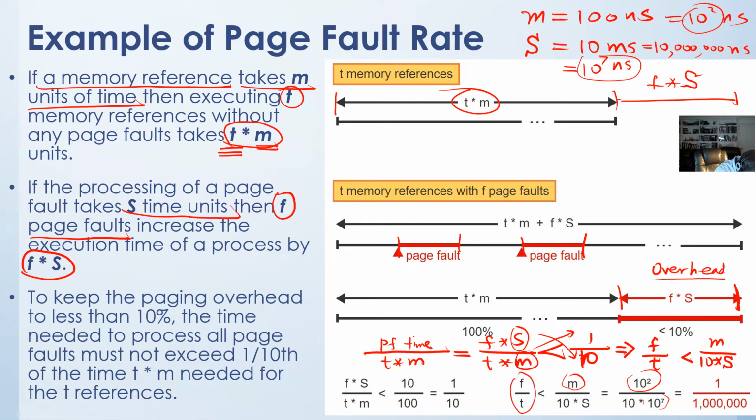So that means the F divided by T, which is the page fault rate, should be less than 1 out of a million. In other words, the page fault rate must not exceed 1 page fault per 1,000,000 memory operations. So we only allow 1 page fault for every 1,000,000 memory references. If we can do this, then we can control the total page fault overhead within 10%.